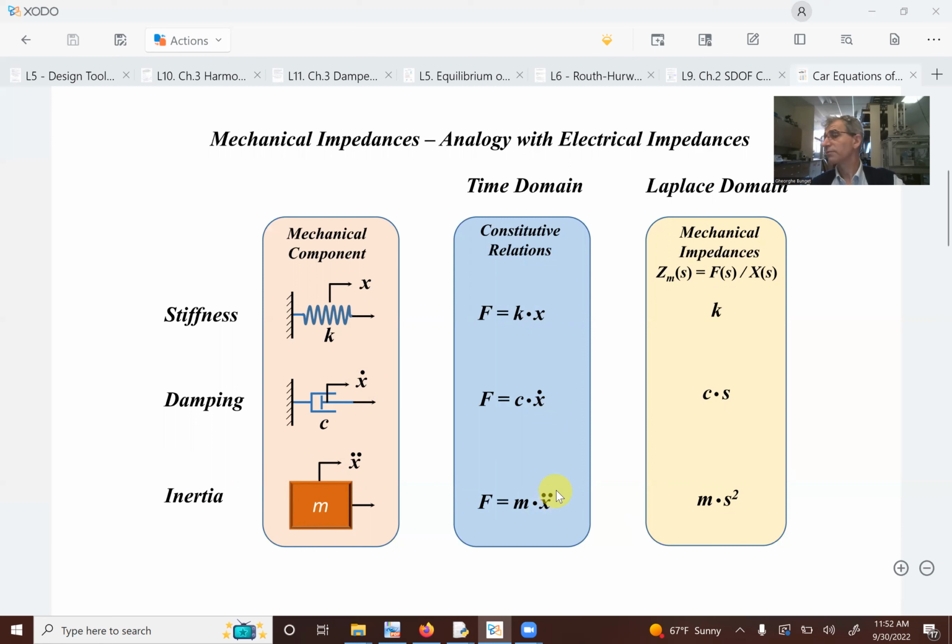acceleration. As most of the time we would like to work in the Laplace domain, we assume that we have zero initial conditions. Of course, for non-zero initial conditions, I will make another video. So here, for zero initial conditions, we have the impedance, which is again an analogy with the electrical impedances: the impedance for the spring, the impedance for the damper, and the impedance for the inertia. As you can see, we have an s term here because we have a derivative of the displacement for the damper, and we have a second derivative for the acceleration. This is the second derivative of the displacement.